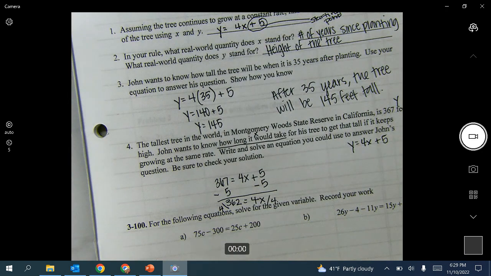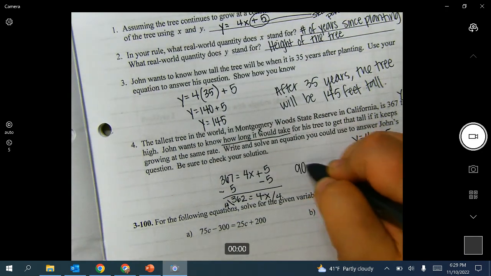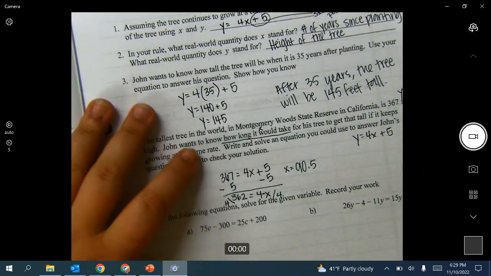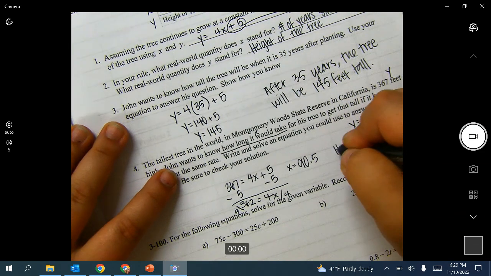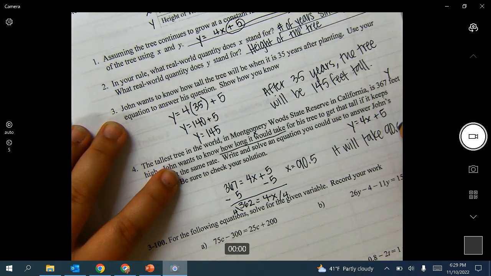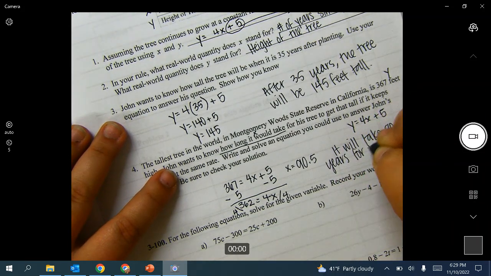Okay, so 362 divided by 4 gives me 90.5. Okay, and since that's x, that tells me that it will take 90.5 years for the tree to be 367 feet tall.